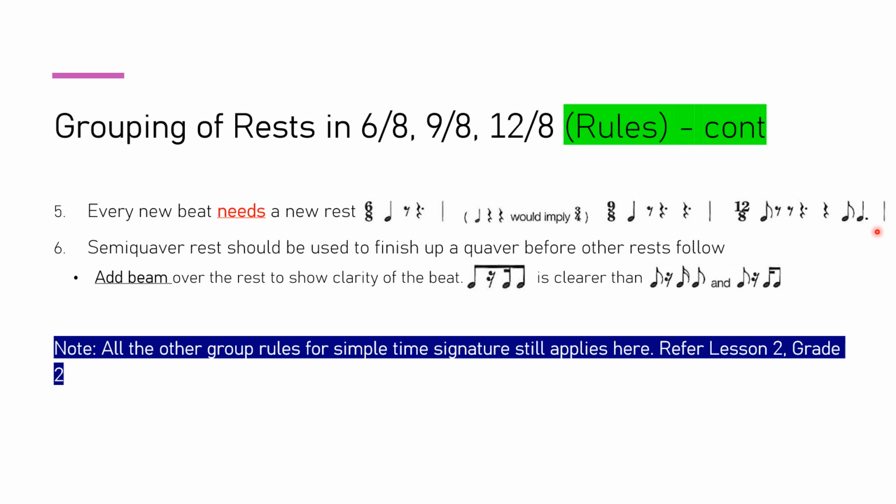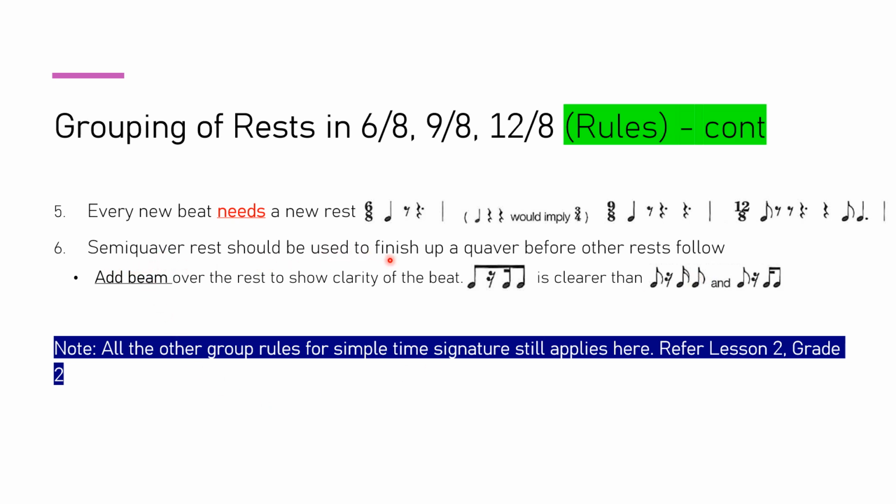So it means I can identify where all the dotted crochets are in this bar, and I can use the rests to complete the note to make it a dotted crochet, or whatever the beat stands for.